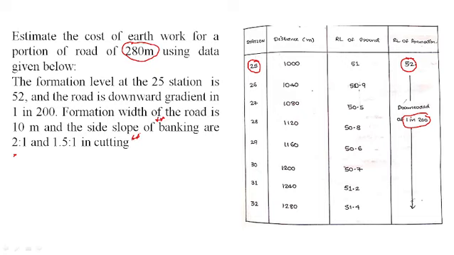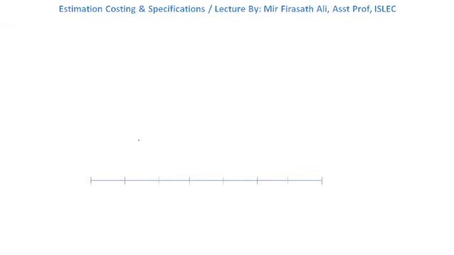Okay. Now let us start doing this problem. Let us start solving this numerical example. All this data is given in the question, which you can see on the right-hand side of your screen. So let us start the question by drawing the longitudinal profile. What we need to draw is the longitudinal section of the road. So let me start with the longitudinal section.